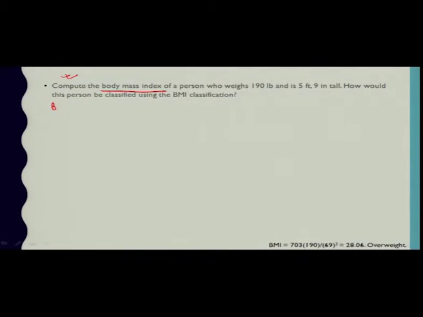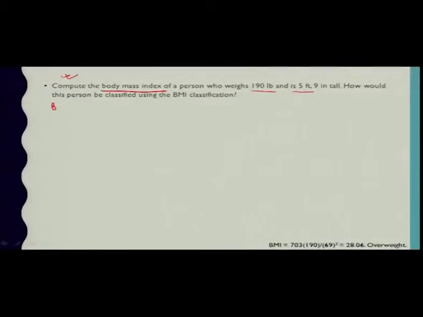In fact, first we will read this particular question, and then we will understand the theory behind that. So what we need to calculate is: compute the body mass index of a person who weighs 190 pounds and is 5 feet 9 inches tall, and how would this person be classified using BMI classification. So this BMI, B for body, M for mass and I for index.